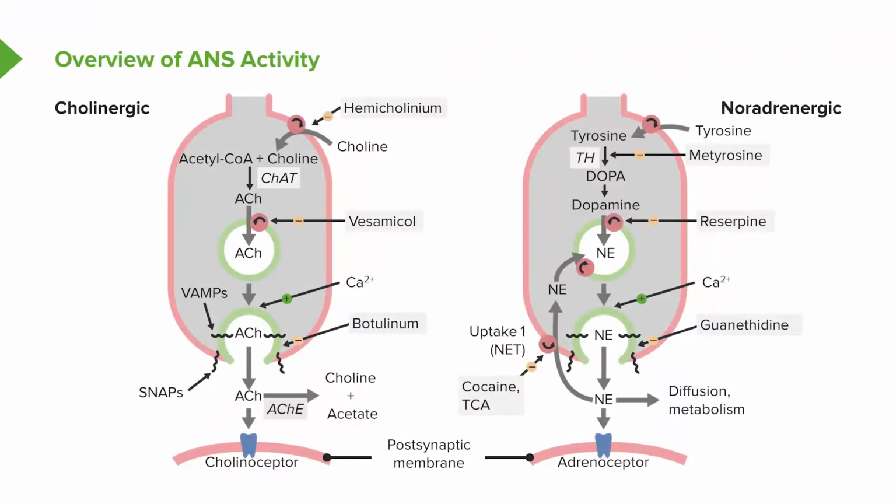Okay, let's have a look at how these different neurotransmitters are made. You have the cholinergic terminal bouton and the noradrenergic terminal bouton. So what's a terminal bouton? Bouton is French for button, and the end of the nerve looks like a button. That's why we call it a terminal bouton.